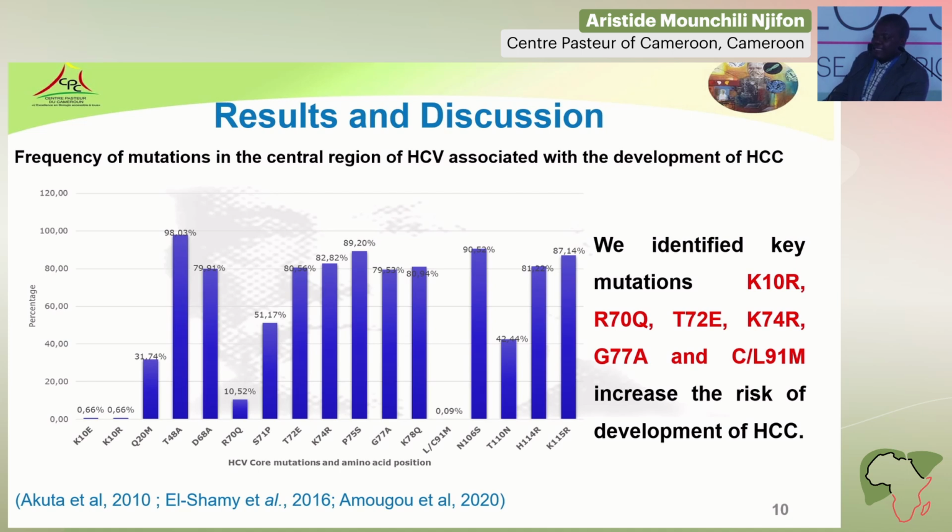We identified mutations: K10R, R70Q, T72E, K74R, G77A, and L91M, which increase the risk of development of HCC.